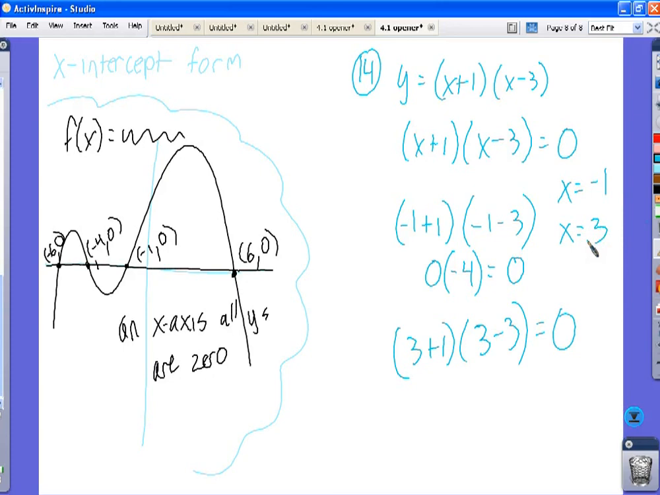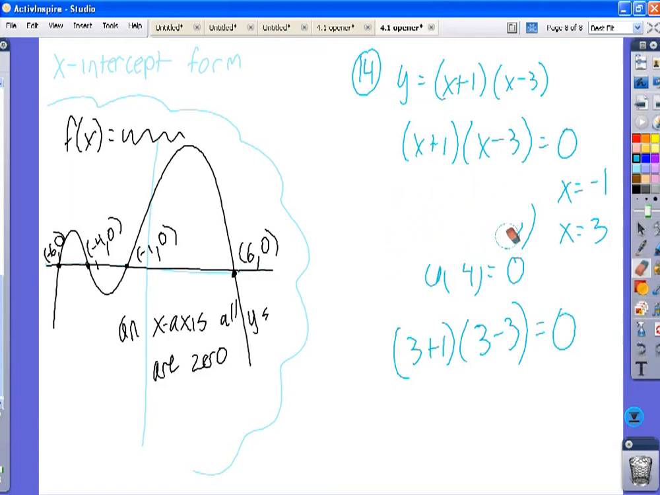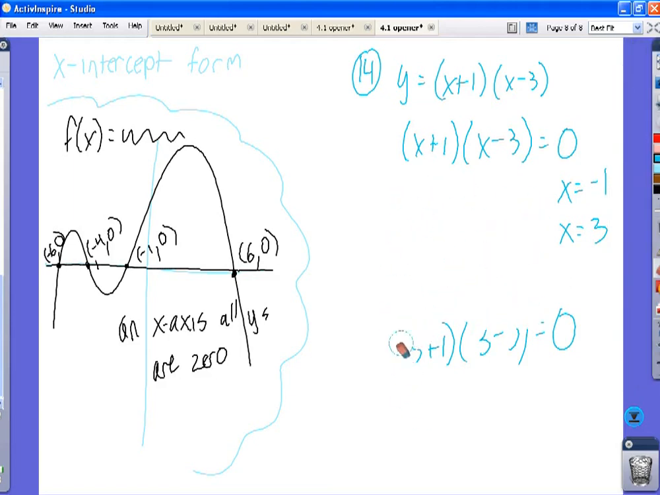What will we find? X-intercepts, yes. The words we use. Vocab.